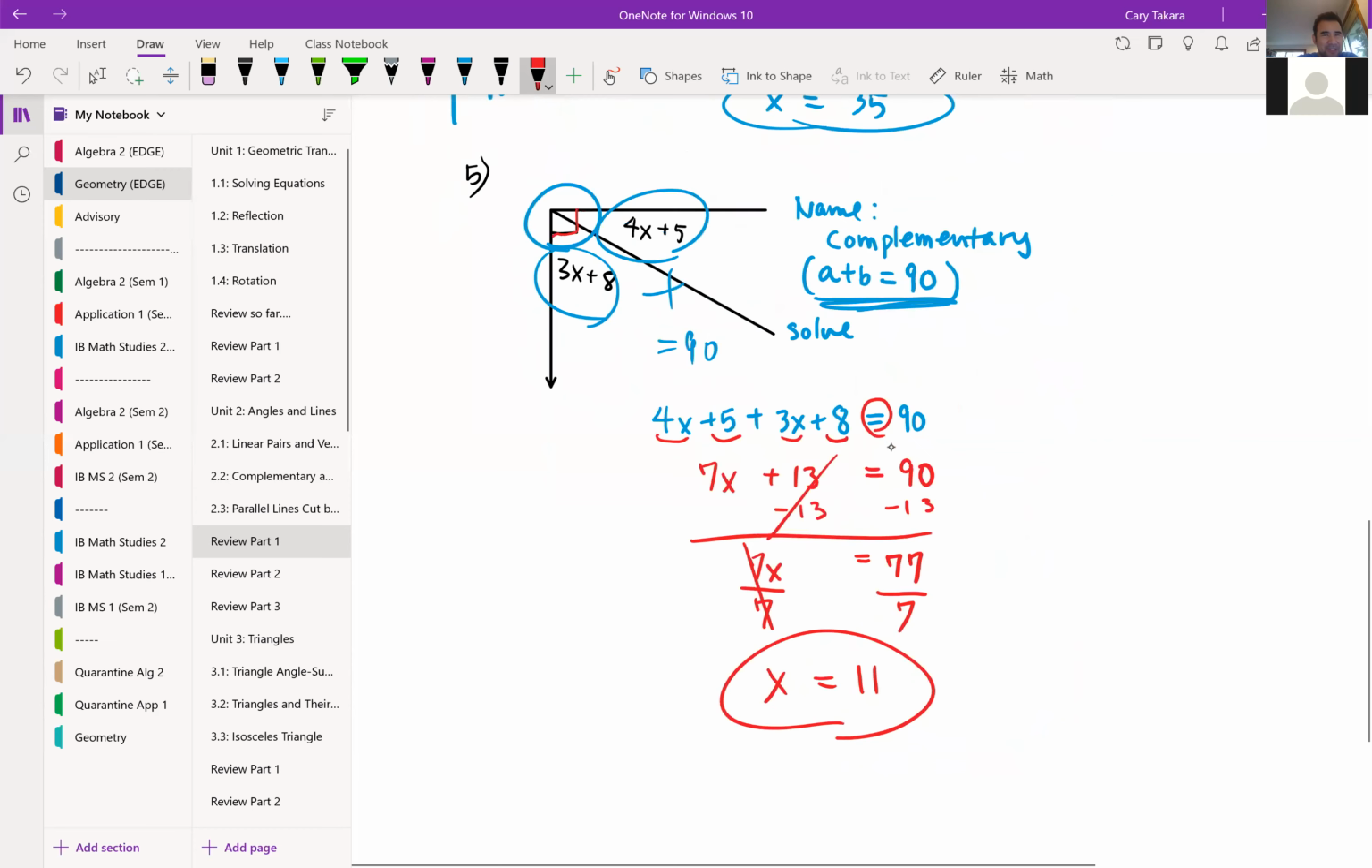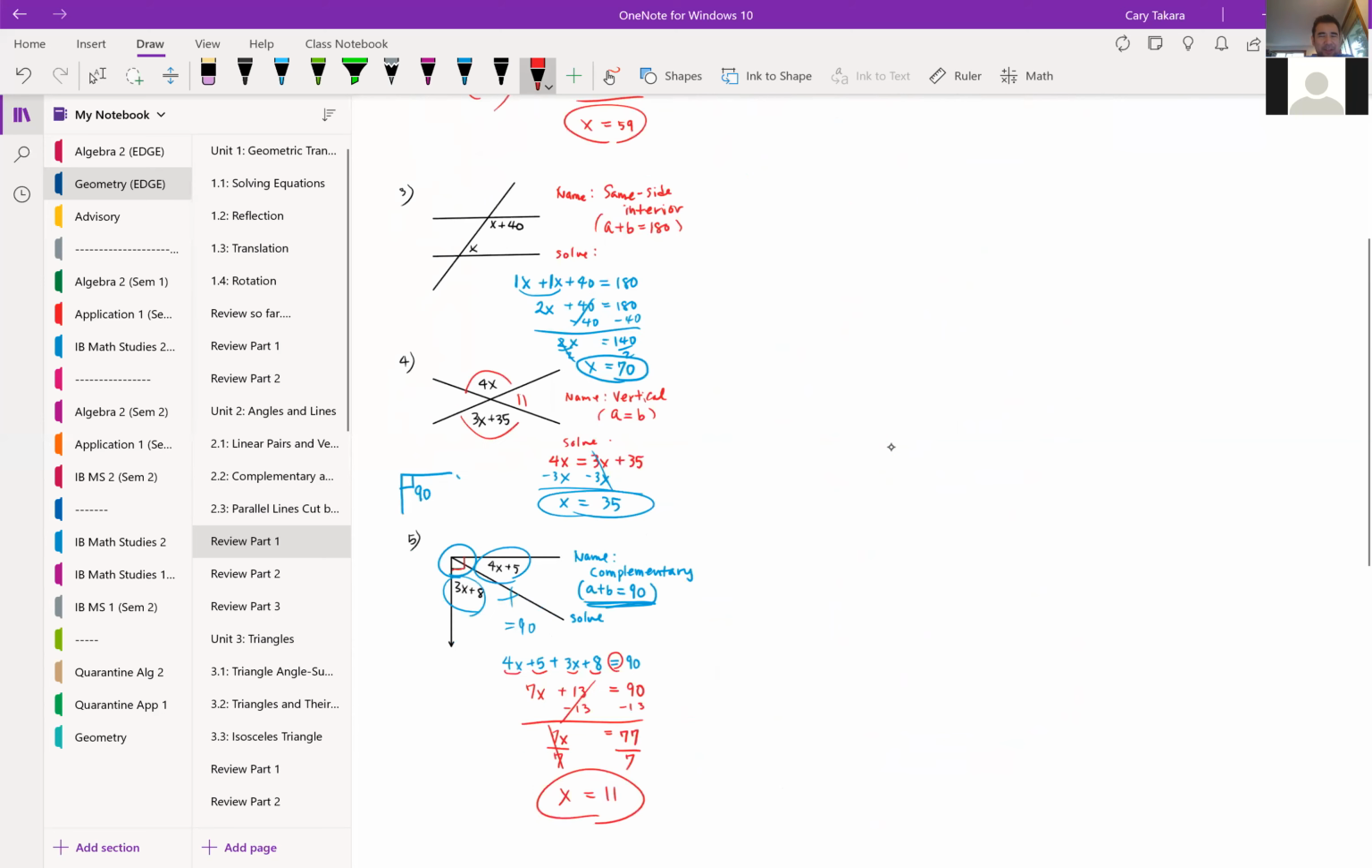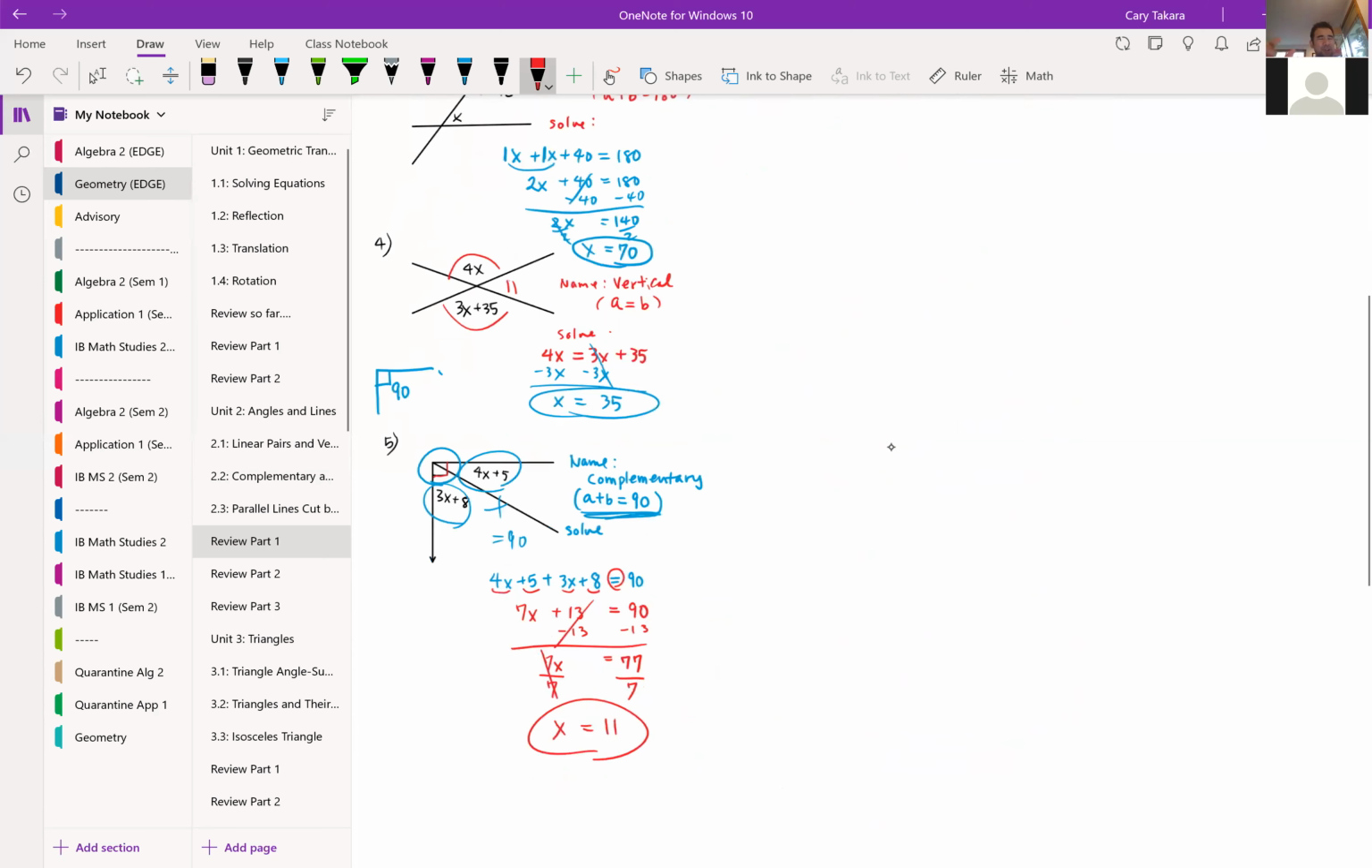So basically, this is it. This is what we are talking about in terms of all the relationships: vertical angles, supplementary, complementary, corresponding angles, alternate interior, alternate exterior, same side interior, right? There are a lot, aren't there? But you need to identify that, and then you need to set up the equation and solve it. Okay. So let's talk about the quiz.